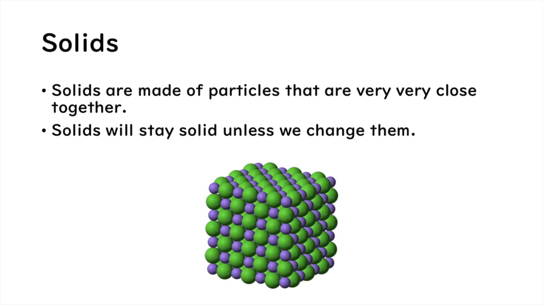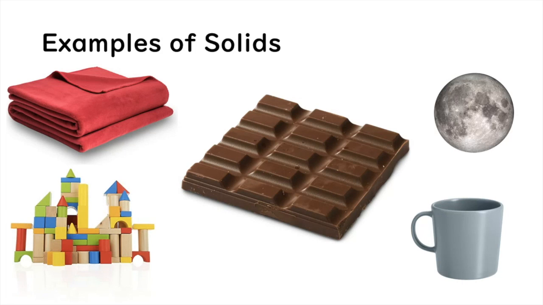Solids. Solids are made of particles that are very, very close together. Solids will stay solid unless we change them. Here are some examples of solids. Blankets, building blocks, chocolate, the moon, and a coffee mug are all solid. Their particles, or their tiny pieces, are very close together and they don't move.